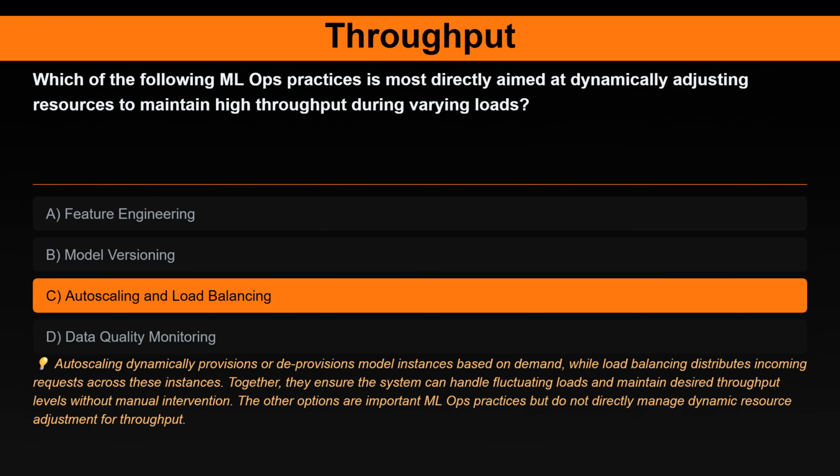The correct answer is autoscaling and load balancing. Here's the explanation. Autoscaling dynamically provisions or deprovisions model instances based on demand, while load balancing distributes incoming requests across these instances. Together, they ensure the system can handle fluctuating loads and maintain desired throughput levels without manual intervention. The other options are important MLOps practices, but do not directly manage dynamic resource adjustment for throughput.